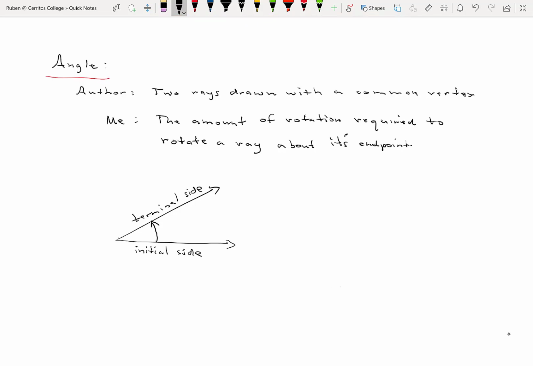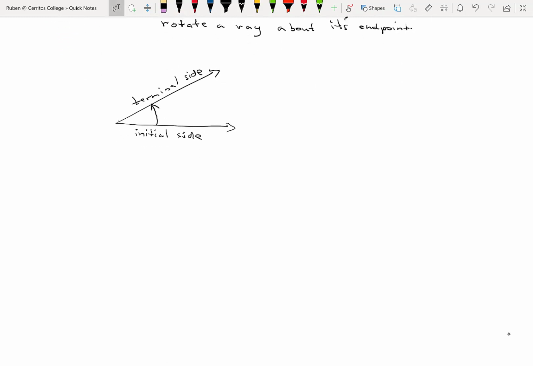Okay, angles can be positive, angles can be negative, and angles can be zero. Angles that are measured in the opposite way that the clock ticks time are called positive angles. Angles that are measured in the counterclockwise direction are called positive angles. Angles that are measured in the clockwise direction are called negative angles. You notice the little arcs I'm using to represent the angles indicate the direction of rotation. So angles measured in the clockwise direction are called negative angles.